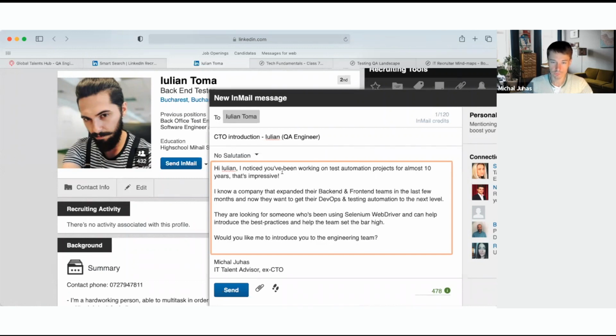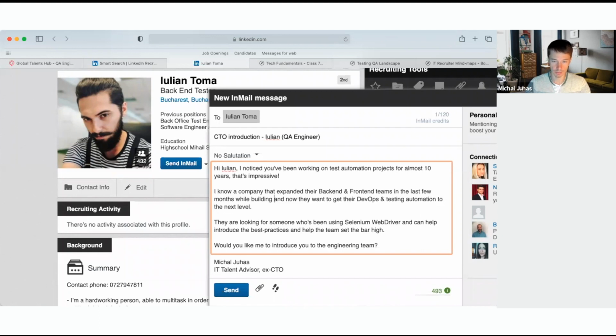On test automation projects for 10 years, that's impressive. I know a company that expanded their backend and front-end teams in the last few months while building a cool platform for freelancers. And now they want to get their DevOps and testing automation to the next level. They're looking for someone who's been using Selenium WebDriver and can help introduce the best practices and help the team set the bar high. We're going to introduce you to the engineering team. So what do you guys think?